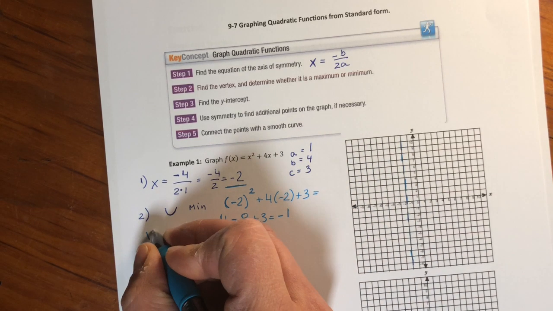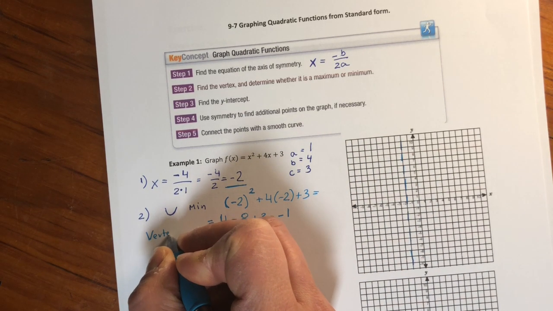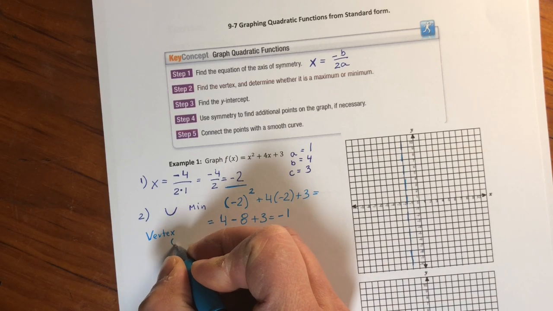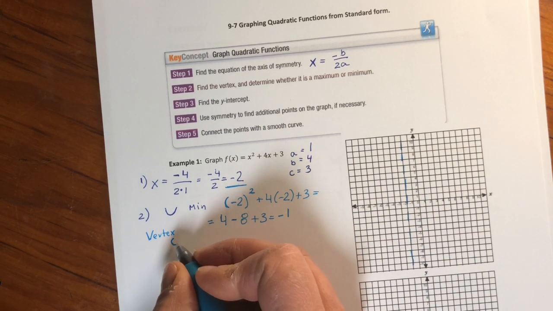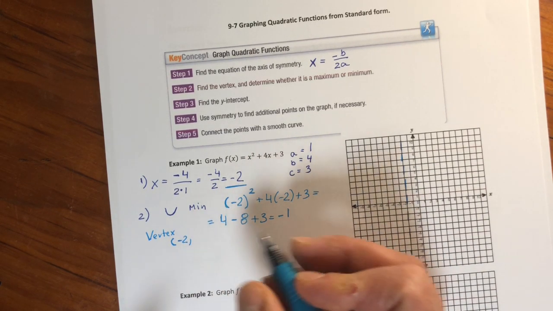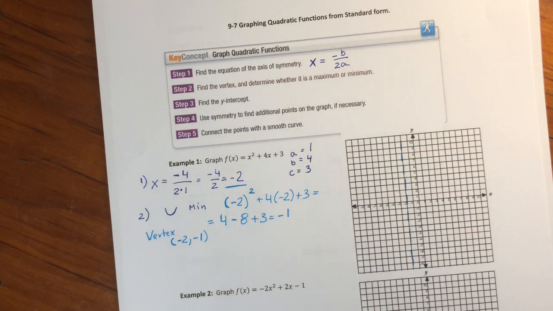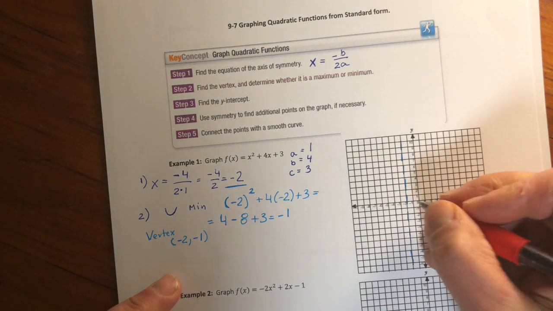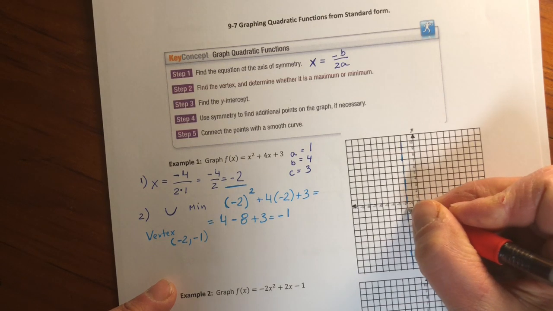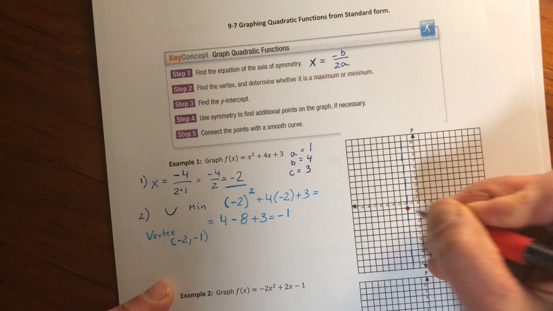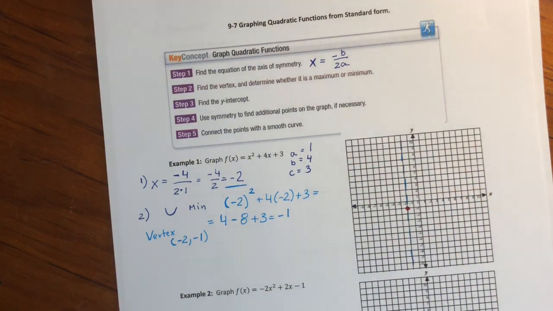So I know that my vertex is going to have coordinates of -2, that's the x coordinate, and -1, that's the y coordinate. So I'm going to put this right on my graph. -2 and -1. Right, this is where the vertex is.